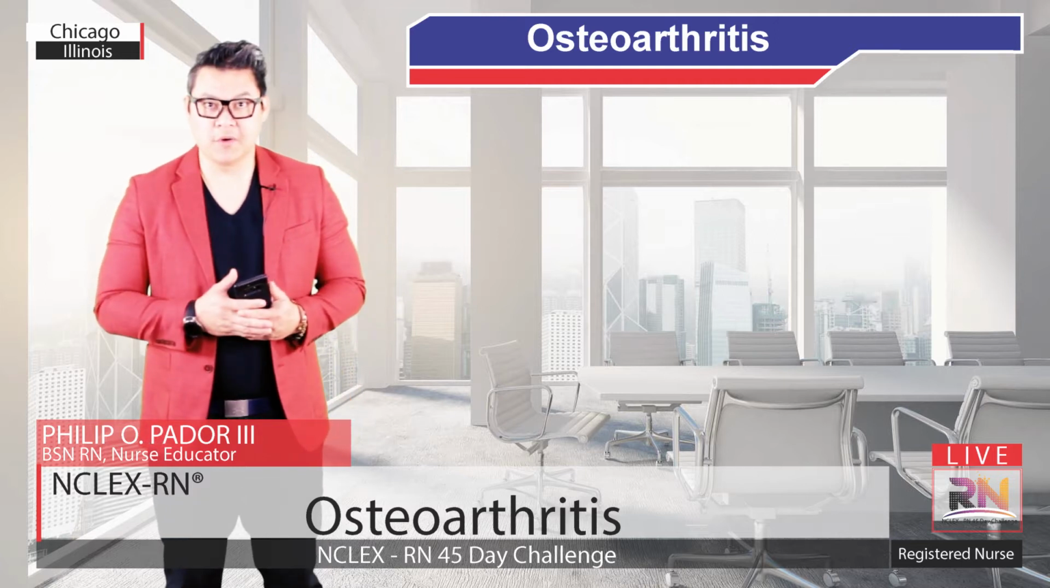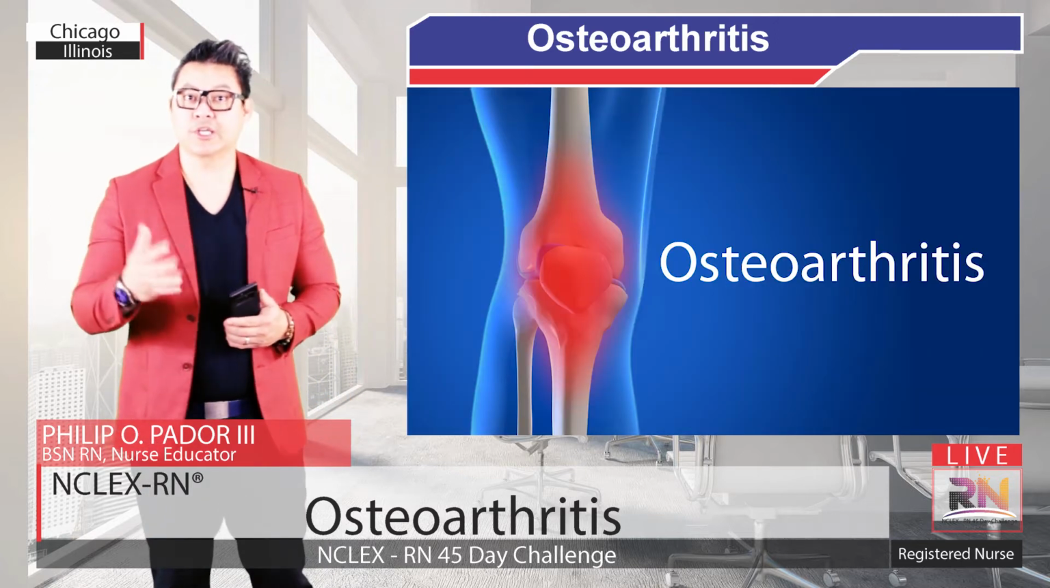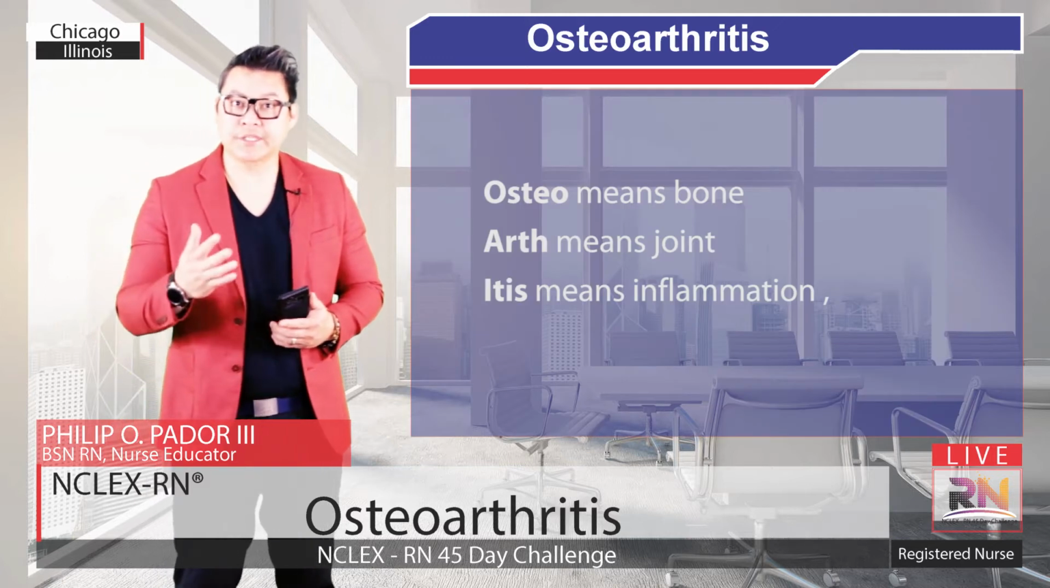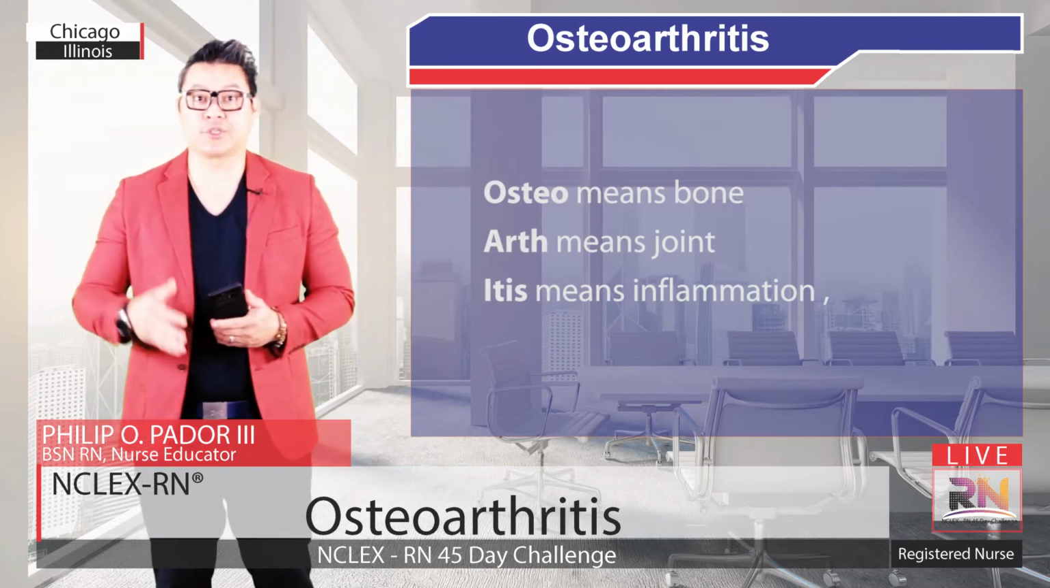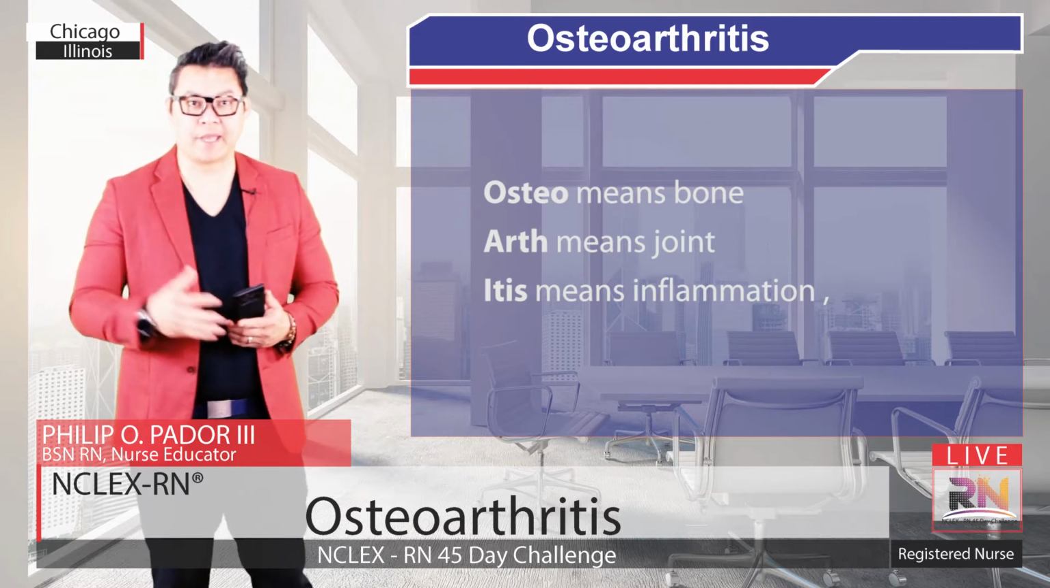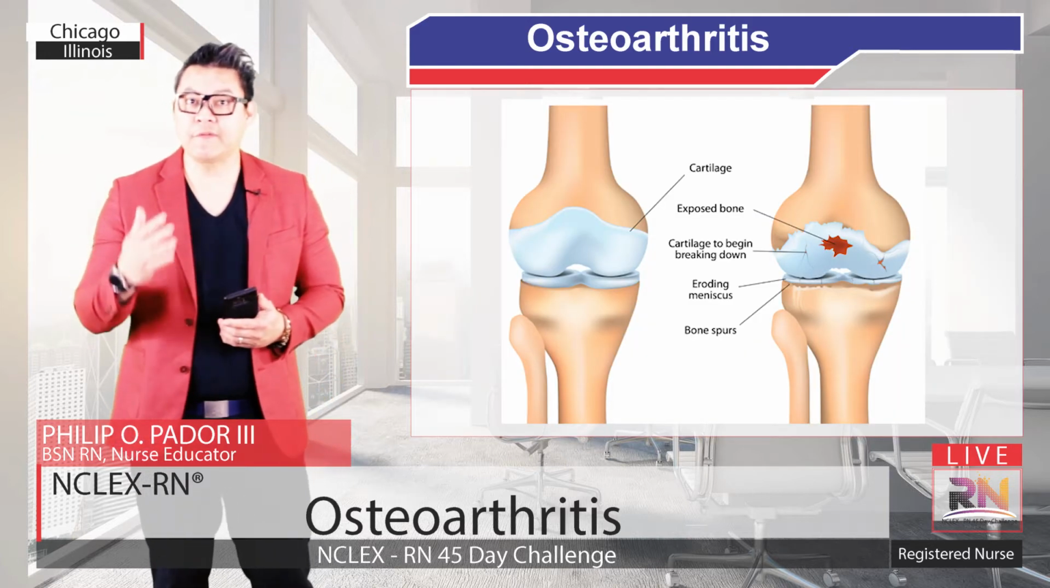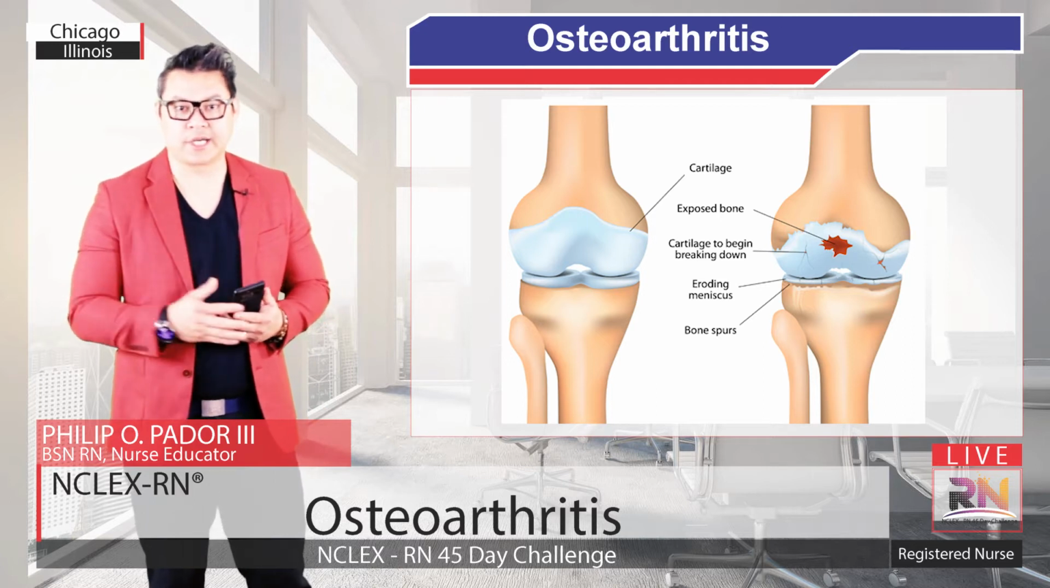In this video, I'm going to be talking about osteoarthritis. Osteo means bones, and arth refers to arthron, which means joint, and itis means inflammation. So osteoarthritis is a disease involving inflammation of the bone and joint cartilage.